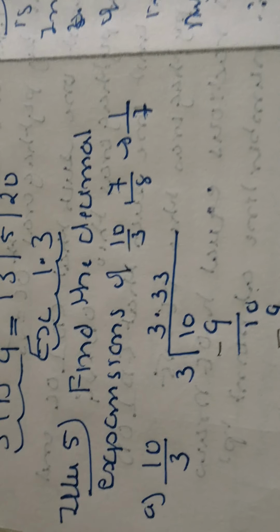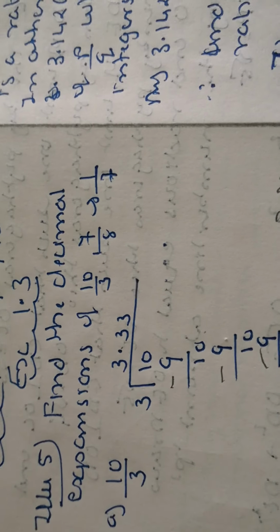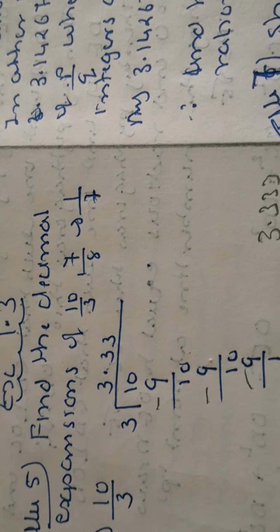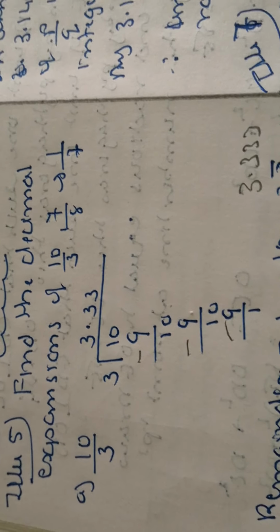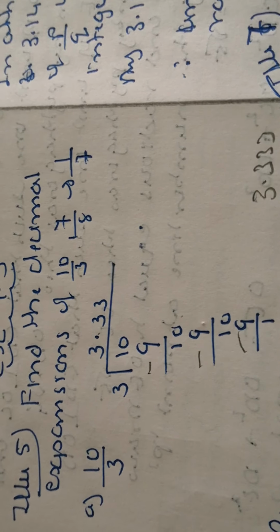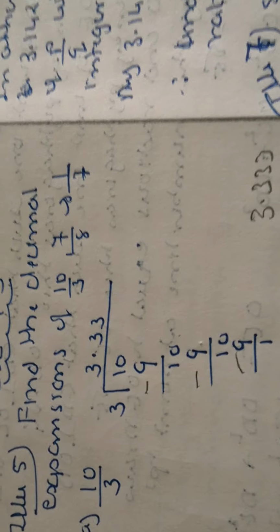Exercise 1.3, illustration number 5. Find the decimal expressions of 10 upon 3, 7 upon 8 and 1 upon 7. 10 upon 3, that means 10 divided by 3.